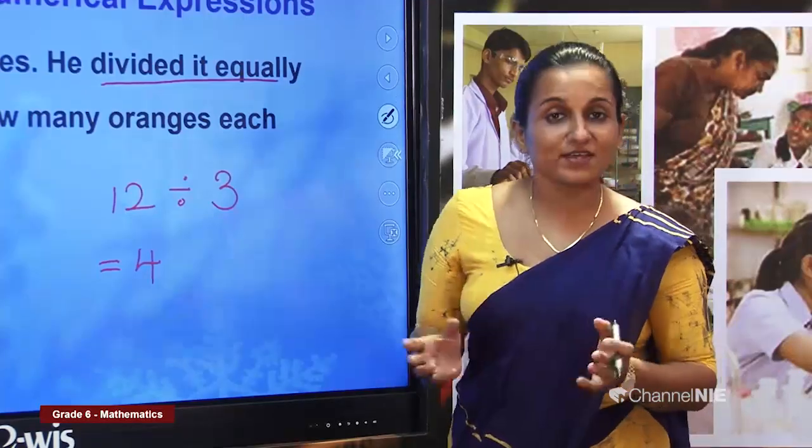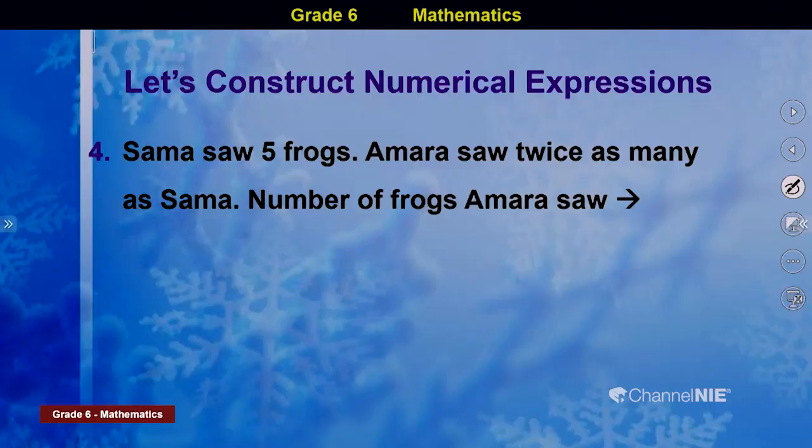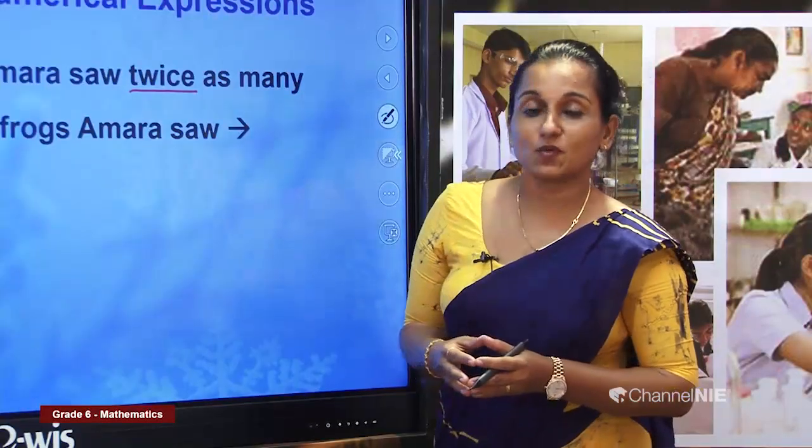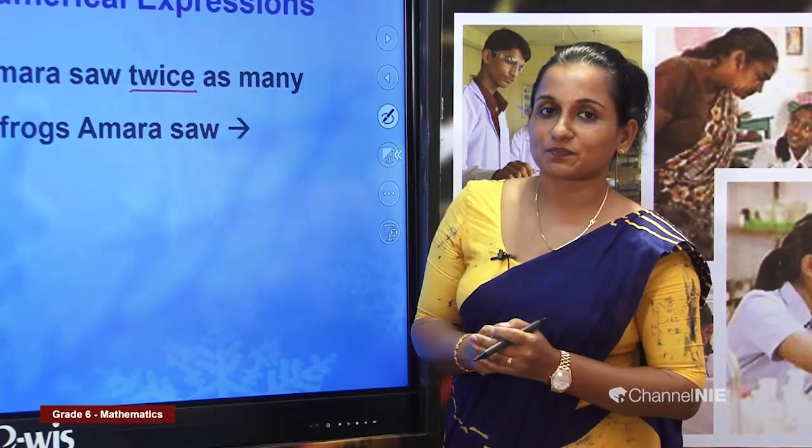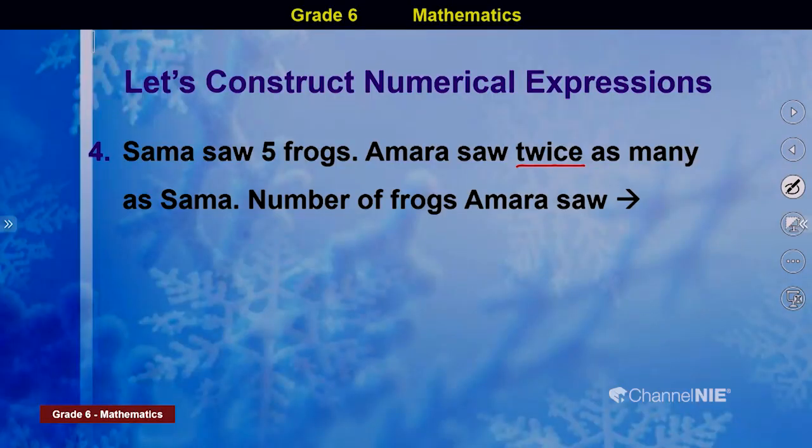Let's move to another example. Sama saw 5 frogs. Amara saw twice as many as Sama. Number of frogs Amara saw. Now can you see we have the term twice. What should we do when we have twice? Yes, we have to multiply by 2. So to find the number of frogs Amara saw, we have to multiply 5 by 2.